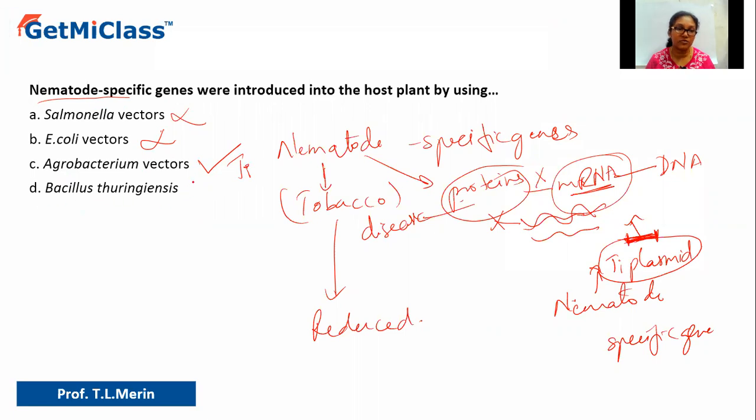Option D says Bacillus thuringiensis. This is used for the production of Bt toxin and not for antisense RNA in the case of this particular type of tobacco plant. Hence the correct answer is what? Option C. So let us conclude. What is the correct answer? Option C. I hope you understood the explanation.